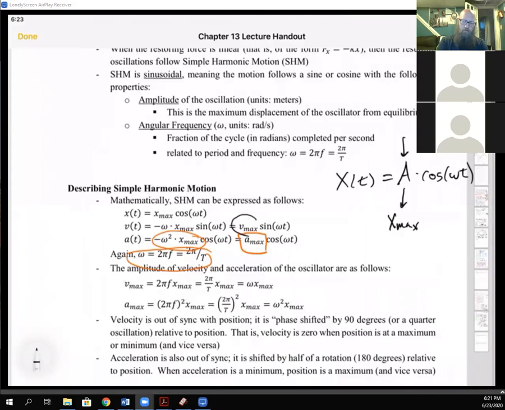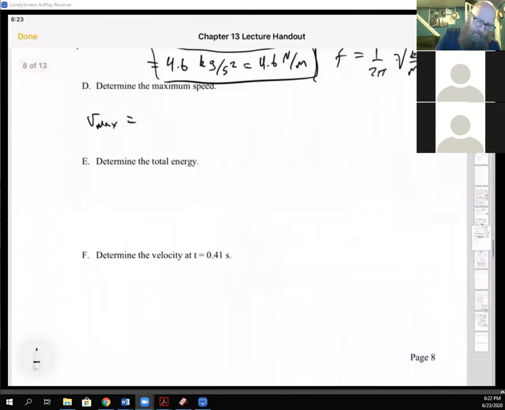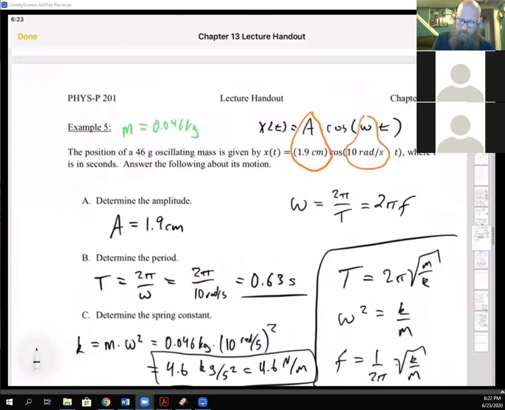Vmax here is omega times Xmax. So we can come back and just plug that in. Omega times Xmax, and Xmax is the amplitude, right? So I actually have both of those. They're given to me directly in the equation. So omega times the amplitude is 10 times 1.9. So that's going to be 19 centimeters per second.